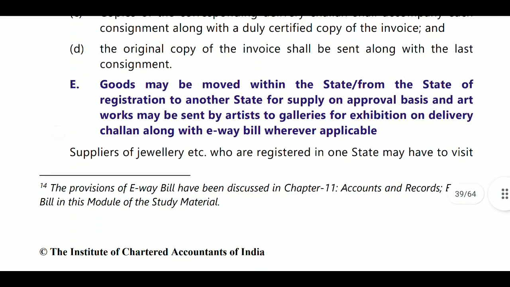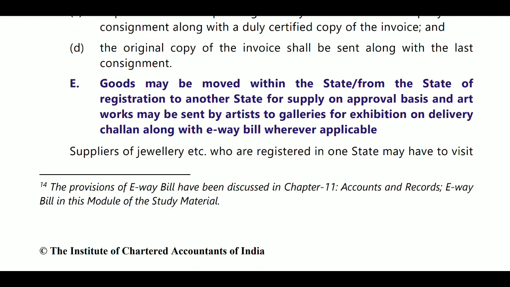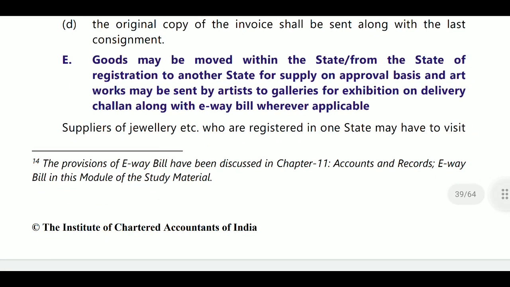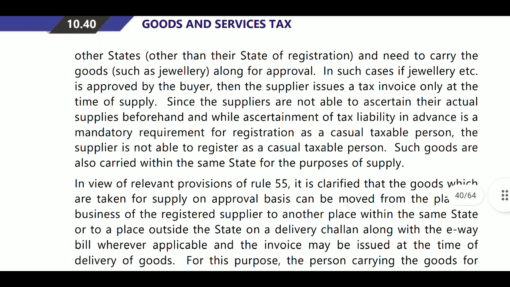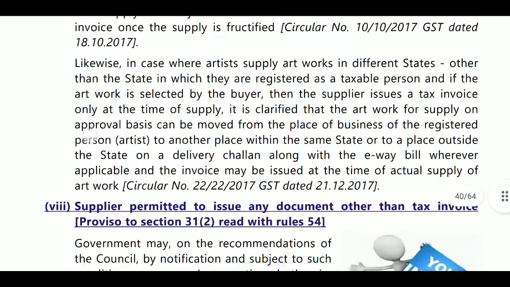Next, goods may be moved within the state, from the state of registration to another state of supply, on an approval basis, and artwork may be sent by artists to galleries for exhibition on delivery challan along with an e-way bill wherever applicable. Suppliers of jewelry etc. who are registered in one state may have to visit other states. This is like only an example.